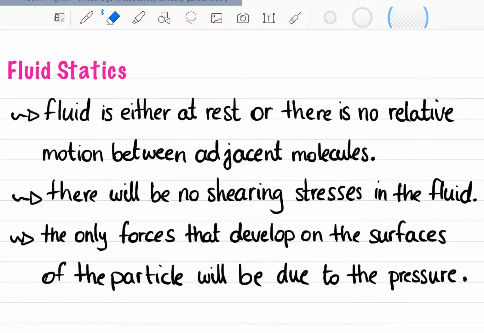Hi, in this video I'm gonna review the fluid statics and also solve three problems. Fluid statics is when the fluid is either at rest or there is no relative motion between adjacent molecules. Also, there will be no shearing stresses in the fluid, and the only forces that develop on the surfaces of the particle will be due to the pressure.